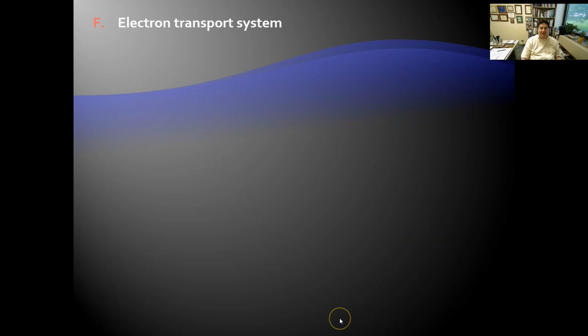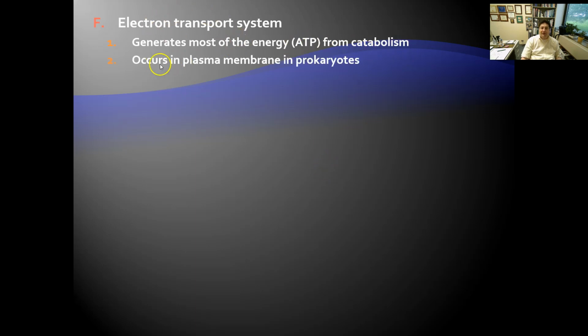And then the last step is the electron transport system. Now remember, after Krebs cycle, we have our coenzymes, NAD and FAD. They're holding on to all this temporary energy. And remember back, we made some temporary energy from glycolysis. So there's some NADH there. That's temporary energy. What we're going to do with the electron transport system now is we're going to generate most of our ATP from catabolism. Now, electron transport occurs in the plasma membrane in prokaryotes, and it occurs inside the mitochondria of eukaryotes. The cristae is the inner membrane of mitochondria.